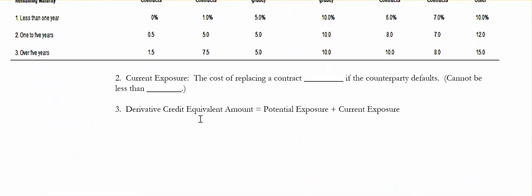Now there's also a current exposure, which is really the risk that the counterparty doesn't honor their commitment today. And so if a counterparty doesn't honor their commitment, the value of that contract that you've basically lost is the replacement value. So we measure the current exposure by the cost of replacing the contract today if the counterparty defaults, but this cannot be less than 0.